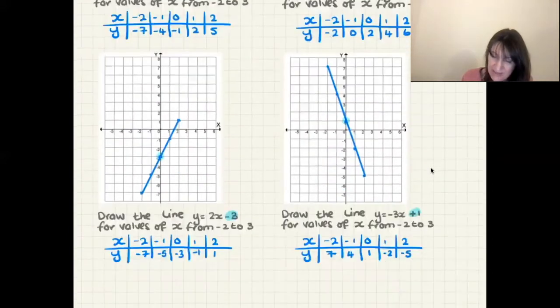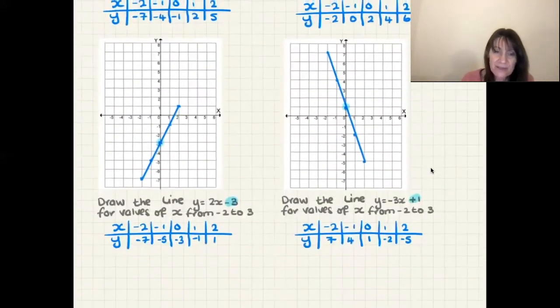Let's look at the answers to the last 2. So those are the answers. Hopefully you're ticking and happy, skipping around the room. But look at what's happening with that. Okay, that's crossing at minus 3. That's crossing at positive 1. It doesn't matter if the gradient's negative or positive, you are going to see that.